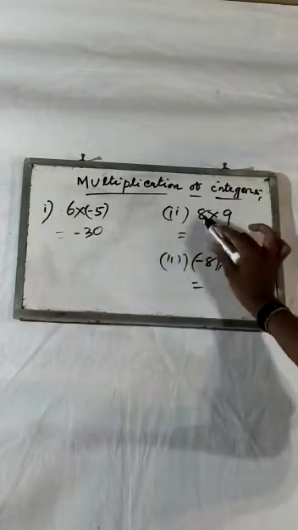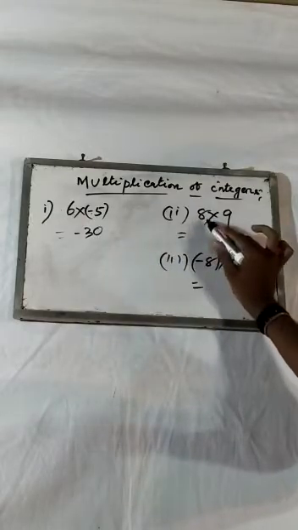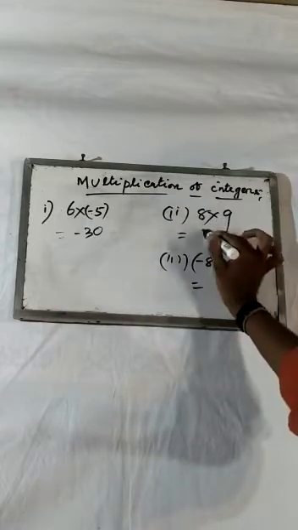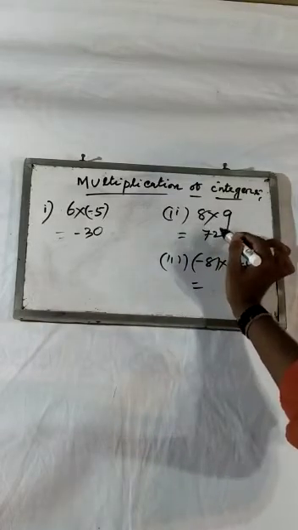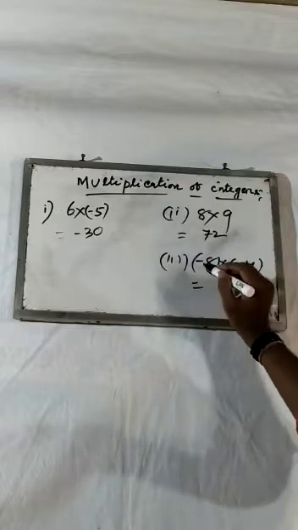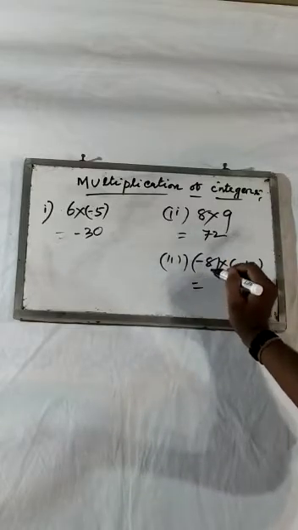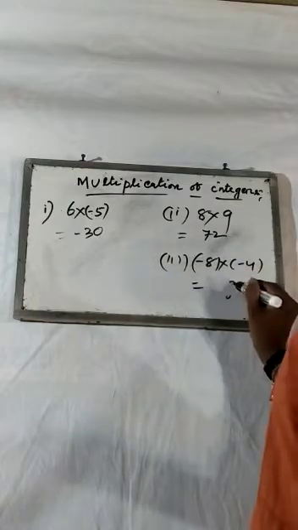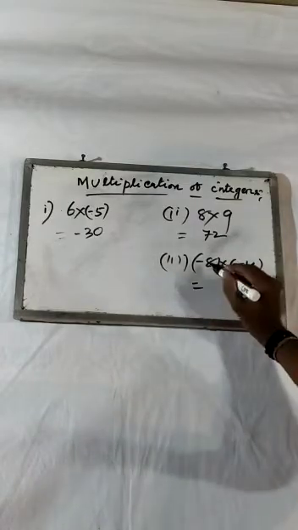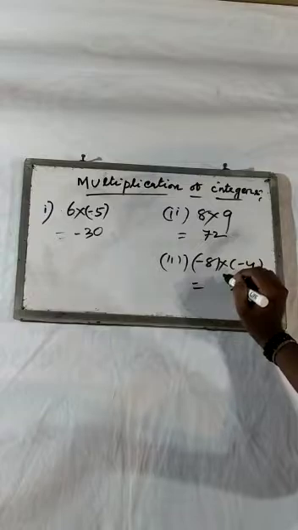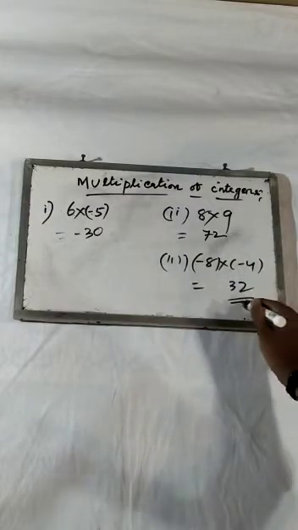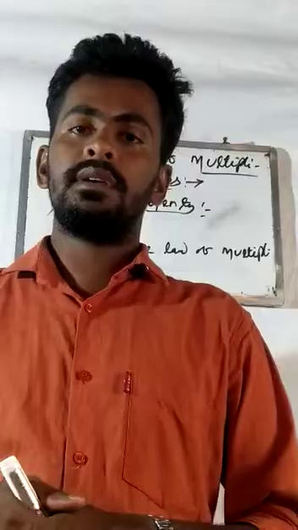Another example, let's see. 8 into 9. Both the numbers are positive. So 8 into 9 is 72. Directly you will write 72. And next, another example: minus 8 into minus 4. So your result will be 32. As both the numbers are negative, the result will be positive. Minus into minus, the result will be positive.